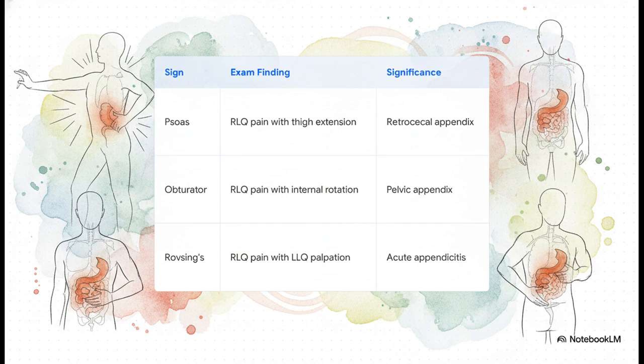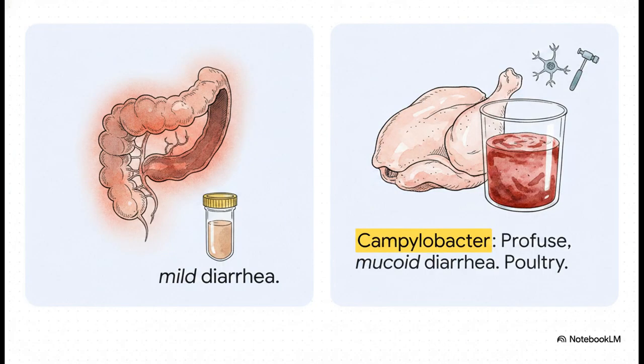And of course, Rovsing sign, where pushing on the left lower quadrant causes pain on the right, is your classic red flag for acute appendicitis. Here's a huge pitfall. You always have to differentiate true appendicitis from infectious ileocecitis, which is basically a fake appendicitis. Campylobacter gastroenteritis is a notorious mimic.